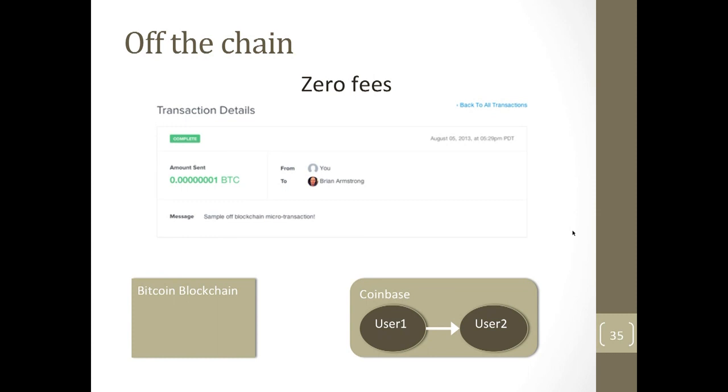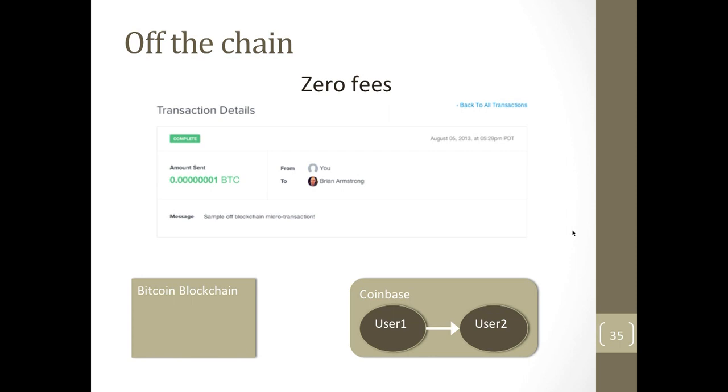Now there's another concept called off-the-chain transactions. Off-the-chain transactions are transactions taking place between two parties, but not actually on the blockchain. A service like Coinbase actually provides this service. And the value of doing an off-the-chain transaction is that there are no fees. The only time this can happen is when you're doing a Coinbase to Coinbase transaction. In that case, you actually never leave Coinbase. All the transactions are with Coinbase's service.